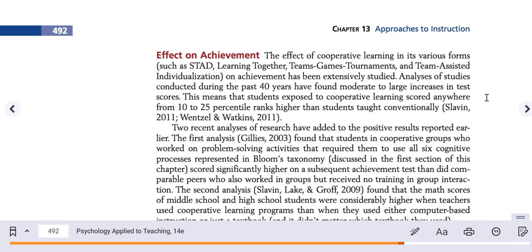Effect on achievement. The effect of cooperative learning in its various forms on achievement has been extensively studied. Analyses of studies conducted during the past 40 years have found moderate to large increases in test scores. This means that students exposed to cooperative learning scored anywhere from 10 to 25% higher than students taught conventionally.